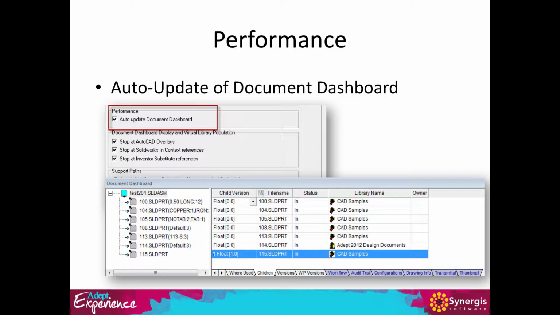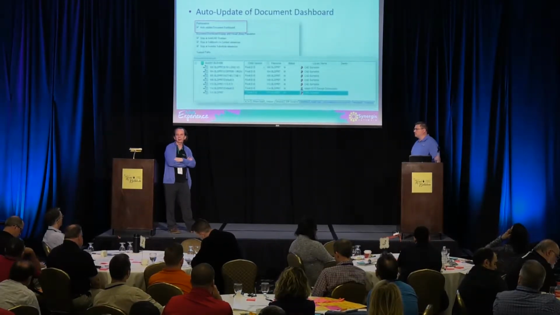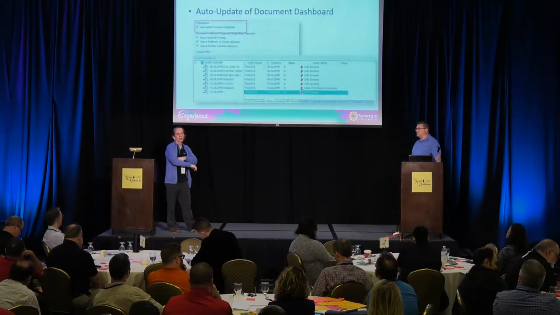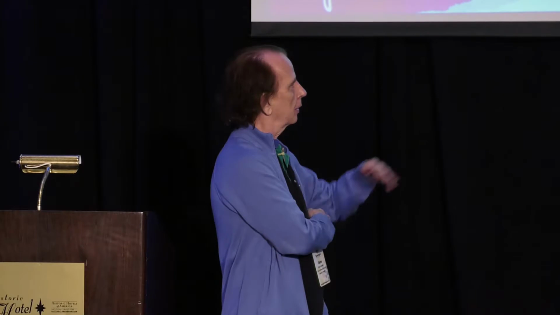Right? This setting basically disables that. You can still see the document dashboard, but now you have to load it on demand by right-clicking on your file and saying load document dashboard. And for what it's worth, if you have your document dashboard hidden, there isn't any update when clicking around. So unless you deal with huge assemblies, you can just have the document dashboard hidden and only bring it up when you need to see it, and you wouldn't need to use this option.